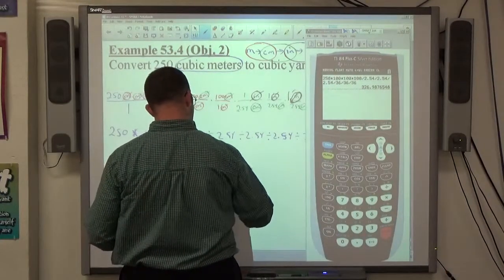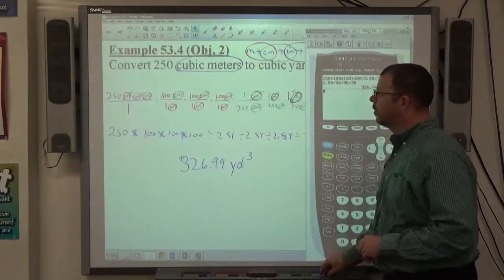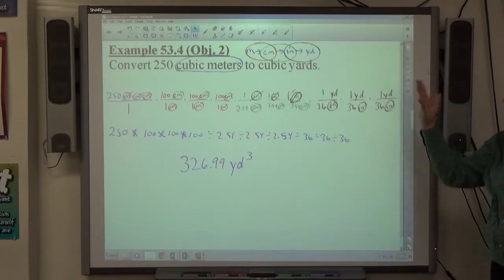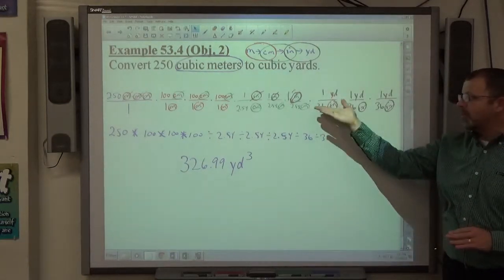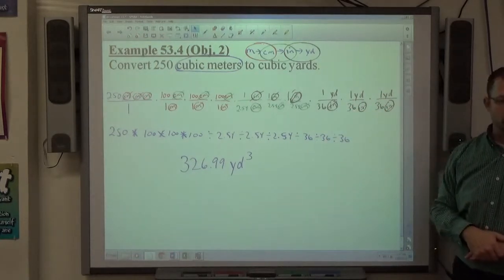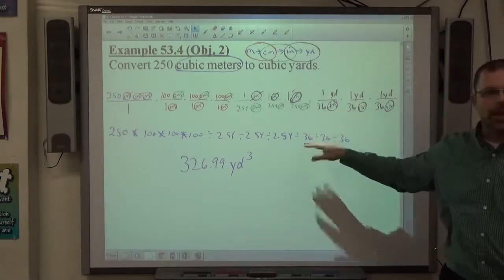I got 3.26. I don't know where I went wrong. Oh, I probably only timed by 100. I was going to say, you probably forgot one of your hundreds. All right, so 326.99 cubic yards is the correct answer for that one. Again, the key is to set up the proper structure and then use your calculator correctly to get the proper answer. So be careful that you get this set up properly.